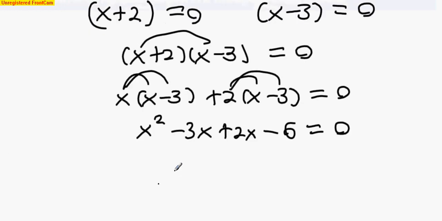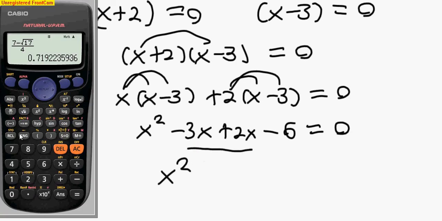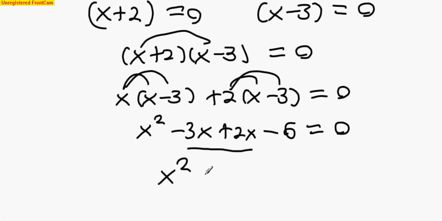And then finally, x squared. Two of these together is minus 3 plus 2, which is minus 1x. So x squared minus x minus 6 equals 0. That is our quadratic equation right there.